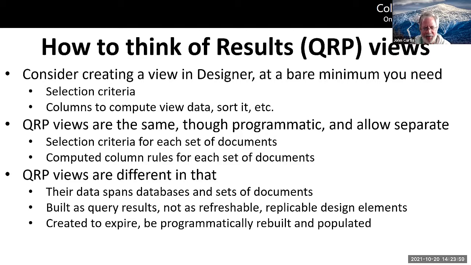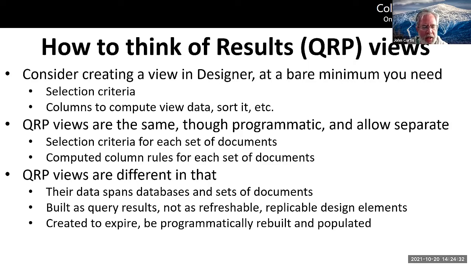QRP views are the same, right? Even though they're programmatic. That is, we give you a set of API calls to make to specify your selection criteria. But of course, the selection criteria in this case is DQL or full text search or DB search, whatever you chose to come up with as a selection criteria, you pass that in. So the selection criteria is run inside the program. And we give you computed columns with rules for each set of documents. And I'll go through that so you try to understand it.